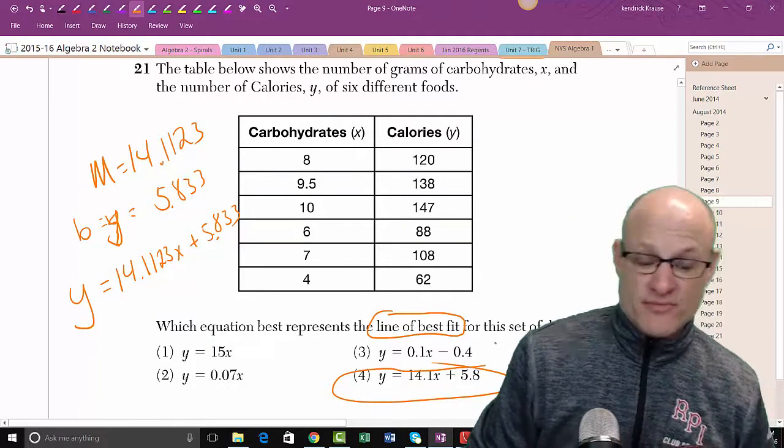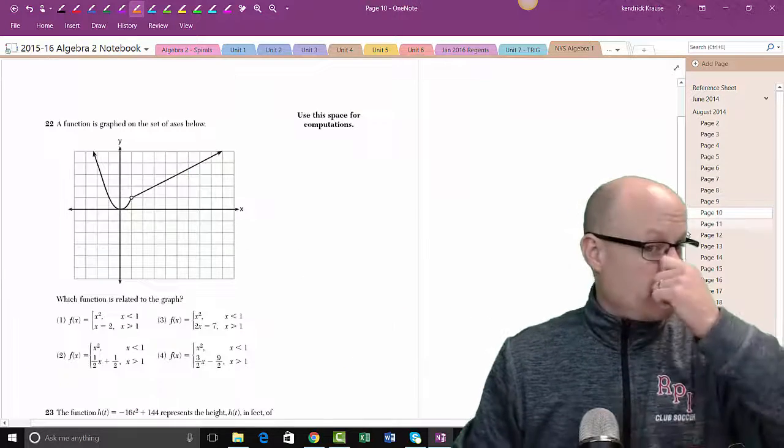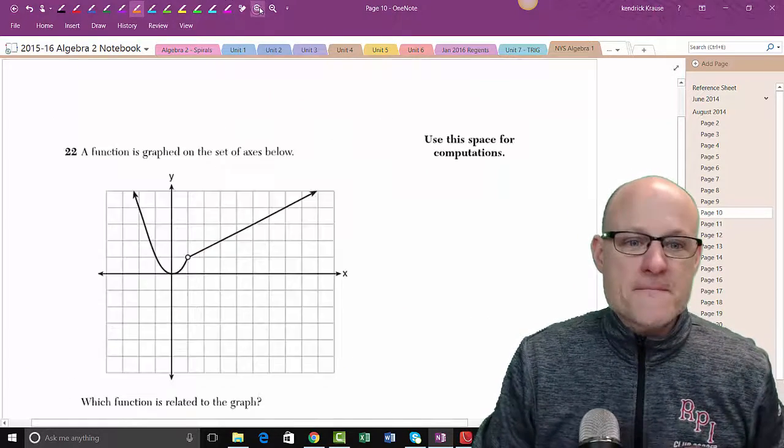All right, line of best fit. Very simple. You could do it on the TI-84. I think it's easier on the Inspire. Again, I love this calculator. If you could use it, that's great.